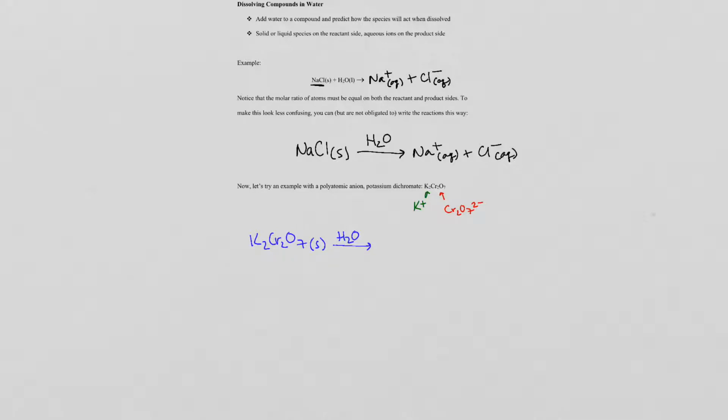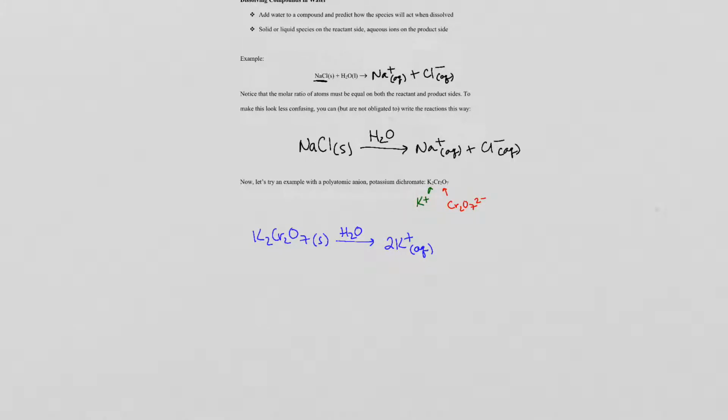So, completing this process, right, we get 2 moles of the potassium ion. So they don't float around as little K2s. Potassium ions are +1, so they float around individually. There's just 2 moles of potassium ions for every 1 mole of potassium dichromate that dissolves. And there is 1 mole of the dichromate anion for every 1 mole of potassium dichromate.